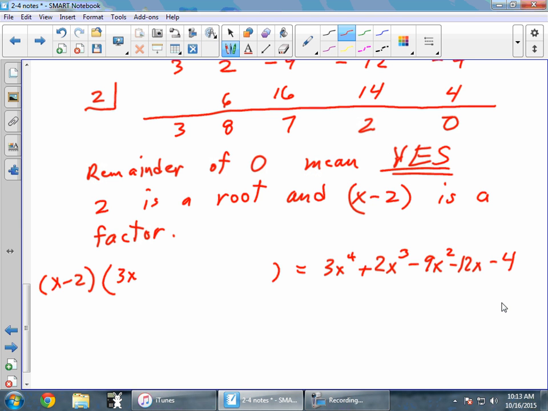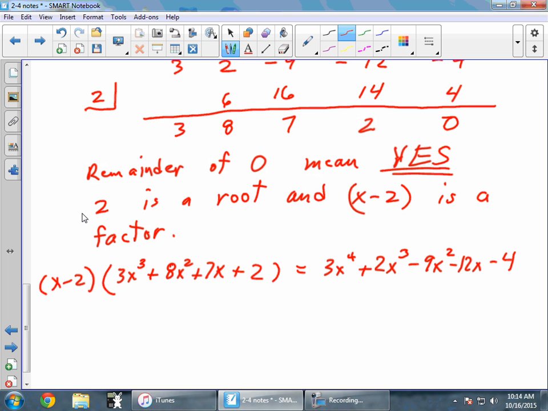3x to the 3rd plus, no, 8x squared plus 7x to the 1st plus 2 equals that. And that's pretty cool, okay?